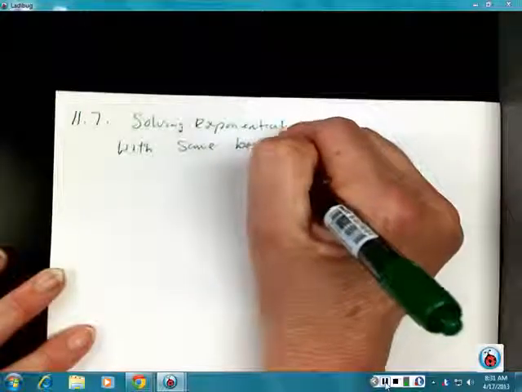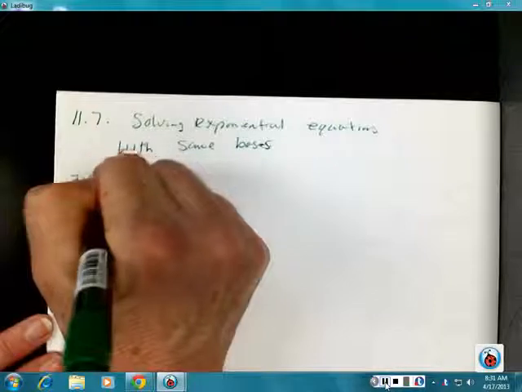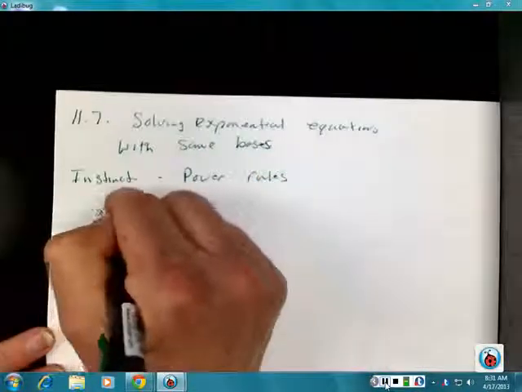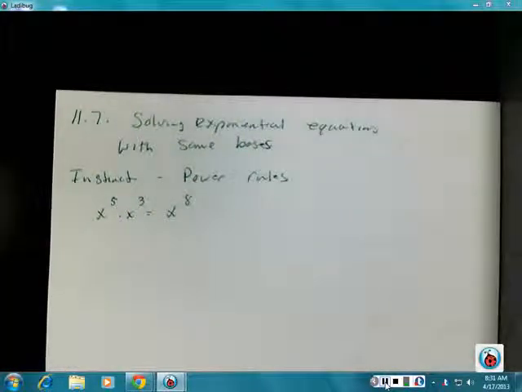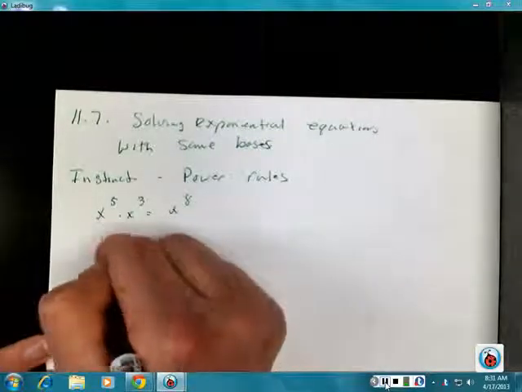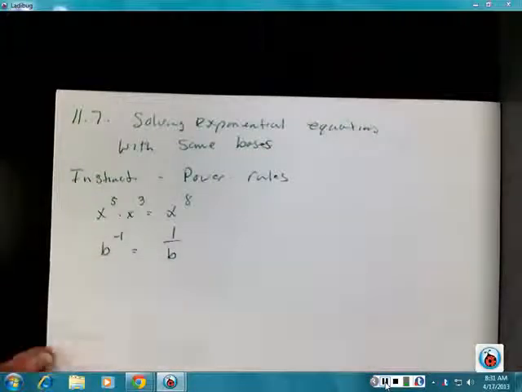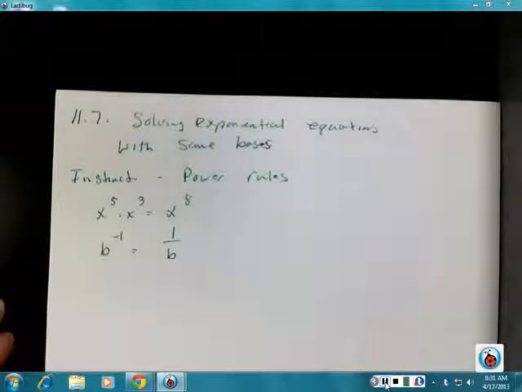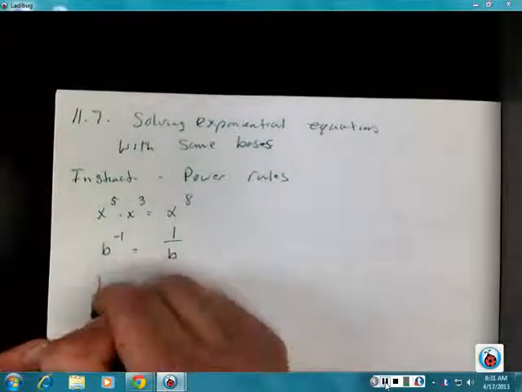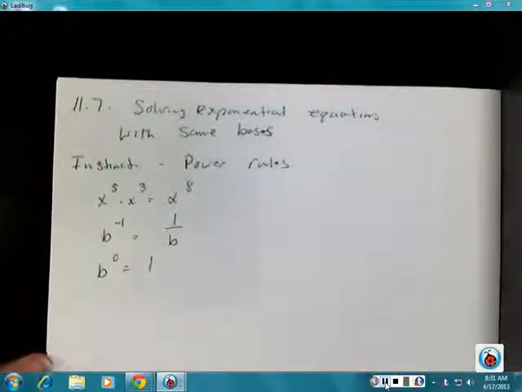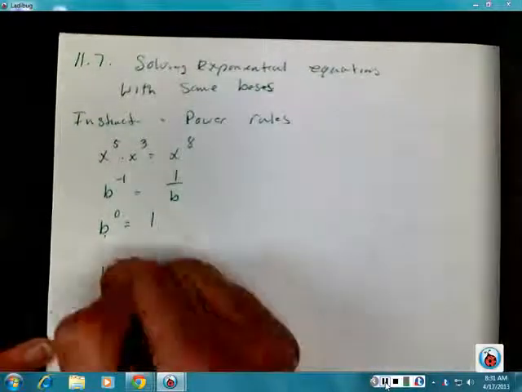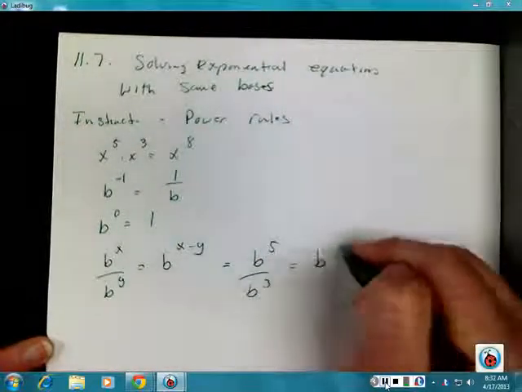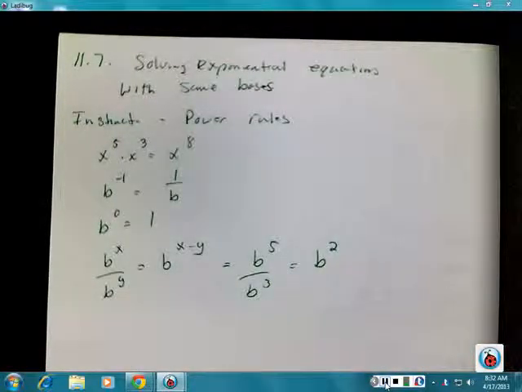If you go into the instruct in Hawks, the instruct talks about all of the power rules, meaning x to the 5th power times x to the 3rd power is equal to x to the 8th power, where we added our exponents together. Another one is b to the negative 1st becomes 1 over b to the 1st power, because a negative means it's in the denominator. We use this one and reverse it in here to take it back to what the base would happen to be, and you'll get to see some of those as we go through. B to the 0 power is of course equal to 1, if we remember that our base with the 0 is in there. If we have b to the x over b to the y, that is b to the x minus y, or b to the 5th over b to the 3rd is really b to the 2nd, because I subtract my exponents when I deal with that one.